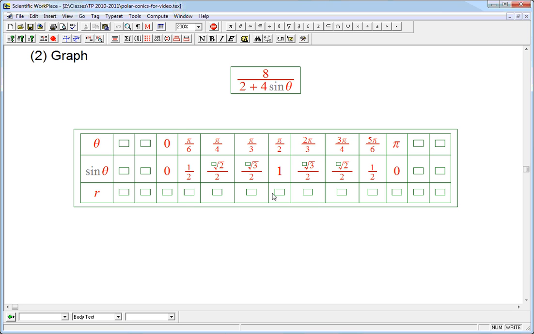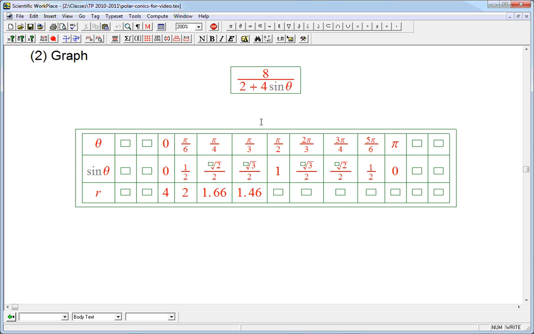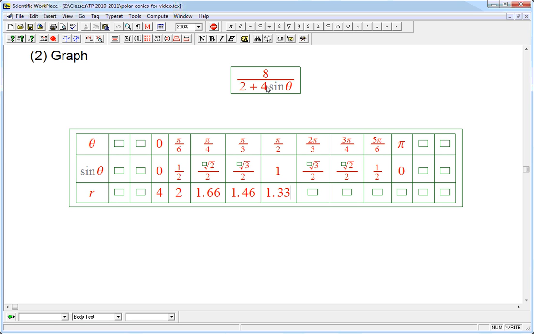So when we put those values in, again, I pre-calculated them. It turns out to give us, well, 4 to start with, same deal, 8 over 2 plus 0. Then when sine theta is 1/2, that's 2 plus 2. Oh, it's 2. That's a nice, easy value. Okay, 8 over 2 plus 2. Then it gets a little bit messier. It's 1.66, and then 1.46, and then 1.33, when this is up to 1, it's 8/6 or 4/3.